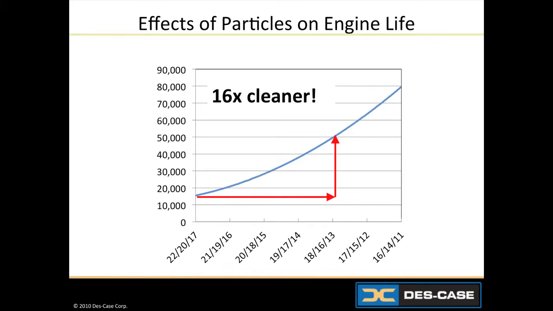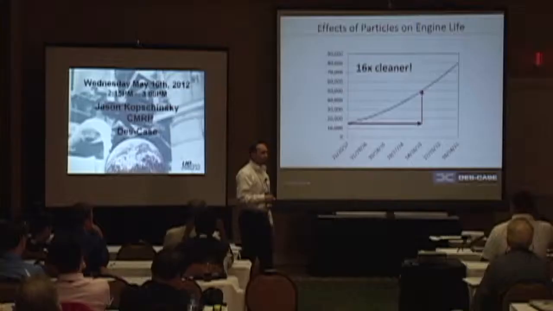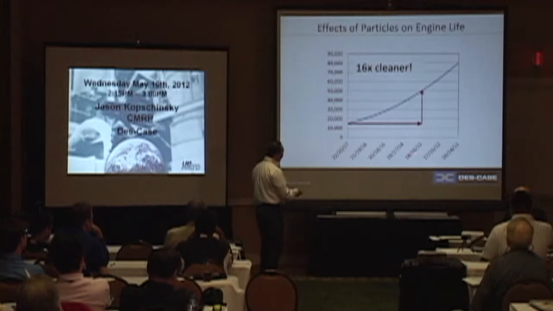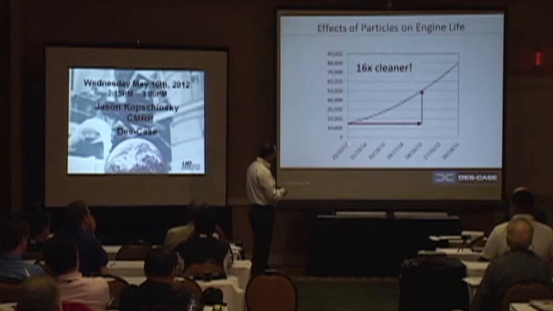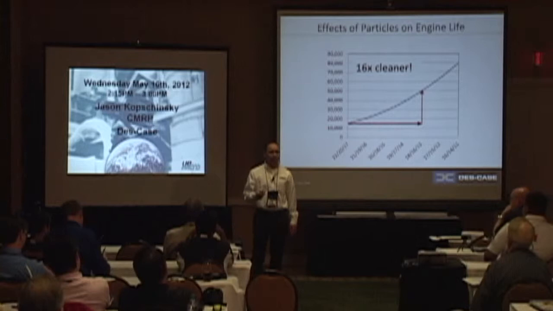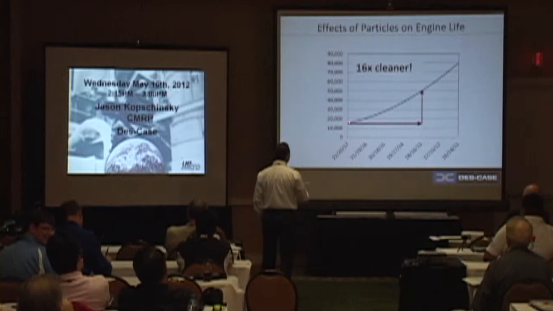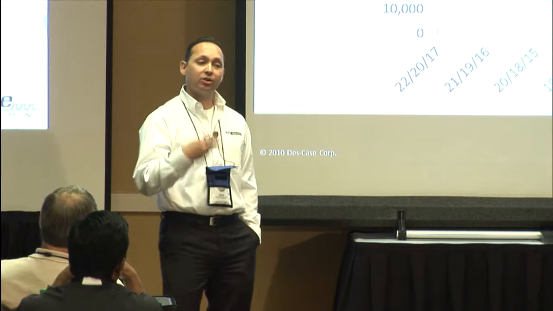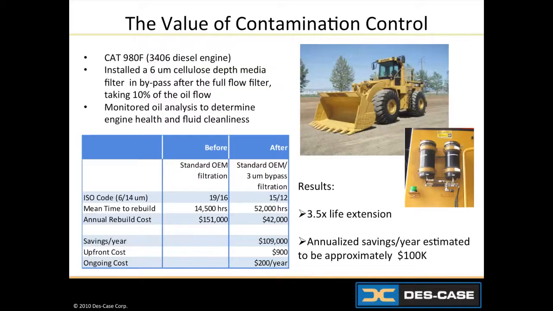So if we're operating at a 22/20/17, and our relative engine life is about 15,000 hours, which is fairly typical, if we start to filter this, we get it down to an 18/16/13. That's 16 times cleaner than 22/20/17. Remember, every time you reduce the ISO code, you're cleaning it up by 2 times, cutting that contamination in half. So this is 16 times cleaner, yielding more engine life in the 50,000 hour range, from 15,000 hours up to 50,000 hours. So really significant. The next thing we need to do is put some dollars and cents into that.